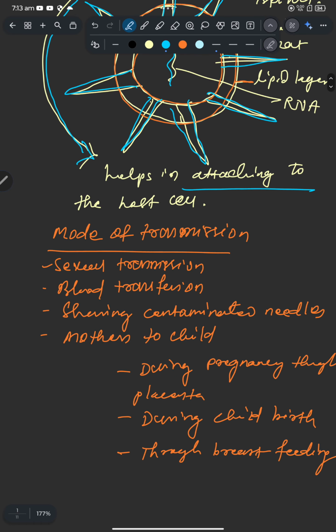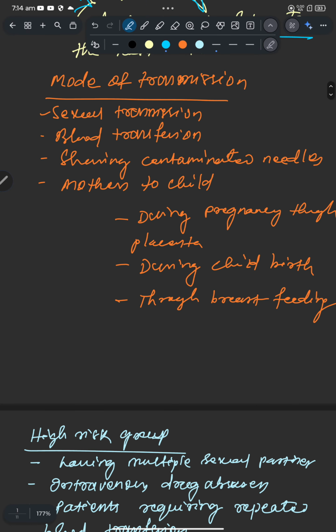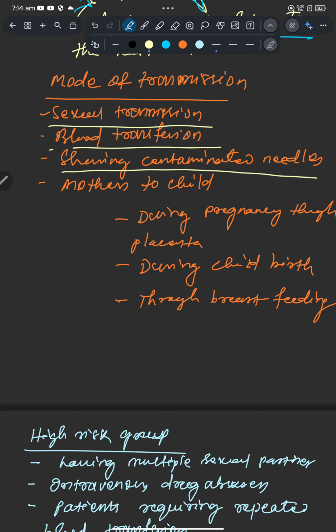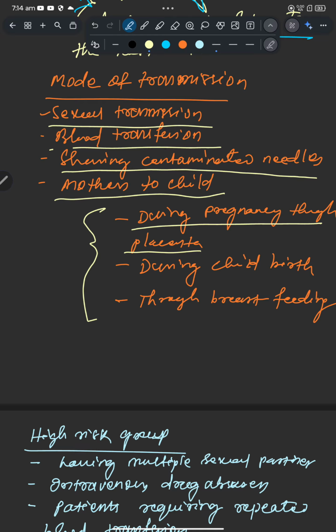Now, come to the mode of transmission. So, what are the modes of transmission? All of you know this, but still, since it is in your textbook, I am giving you the details. By sexual transmission, by blood transfusion, sharing contaminated needles, mother to child. This one you have to remember. Mother to child during pregnancy through placenta, during childbirth and through breastfeeding. These three are very important.